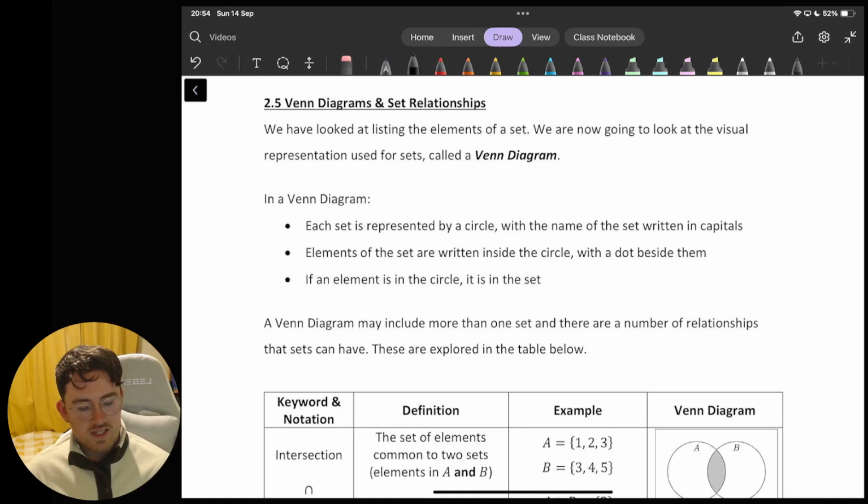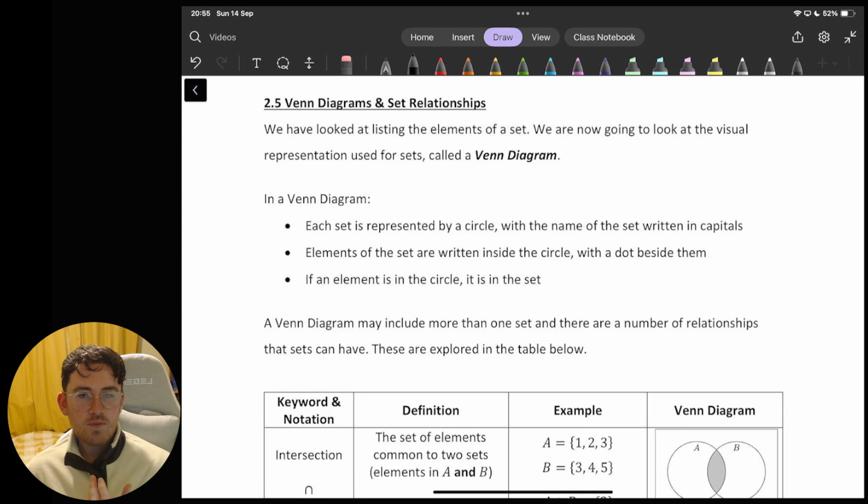So the first three things to look at here are just the three bullet points, which describe our Venn diagram. As I've said, each set is represented by a circle, and I've added there that the name of the set is usually written in capitals, and that's the same as we had before. It's typically written outside as well. The elements of the set are written inside the circle, and I have a note there that they have a dot beside them as well. So we usually put a clear dot beside them. That again is to distinguish the elements of a set.